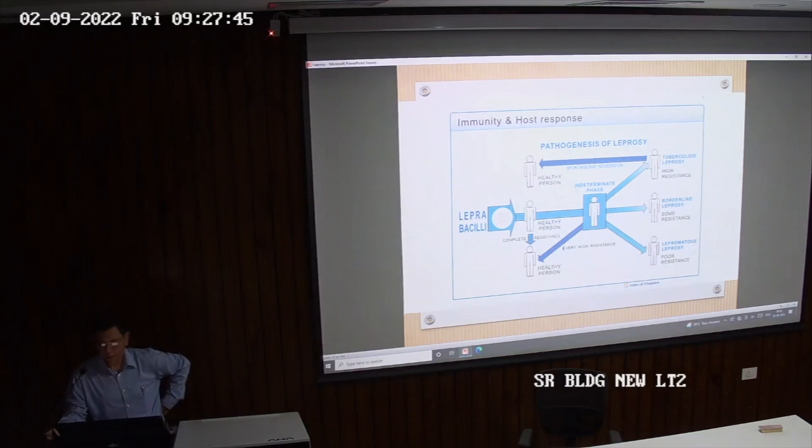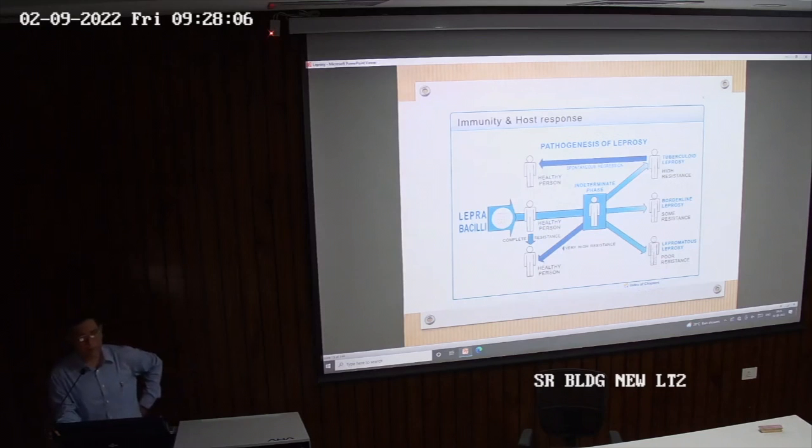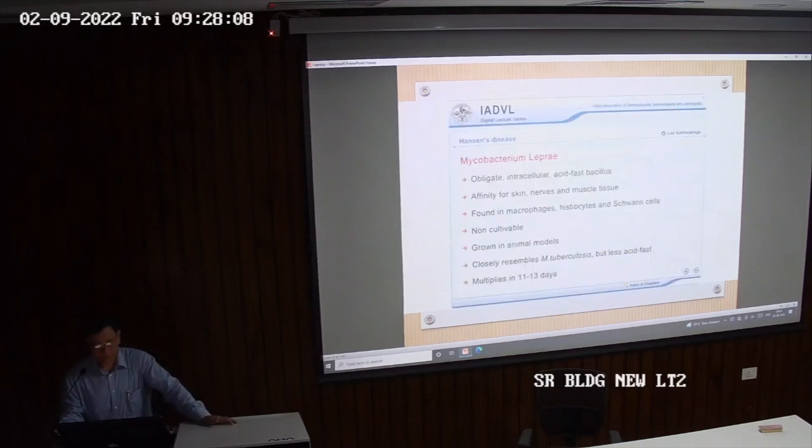In tuberculoid leprosy, there is high resistance, and sometimes even without treatment the patient may take care of the infection and again become a healthy individual. The immunity takes care of the infection. People with some resistance have borderline leprosy, and those with lower resistance will have lepromatous leprosy.